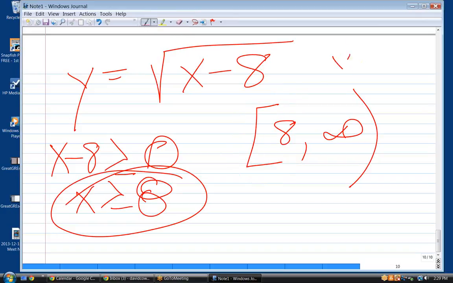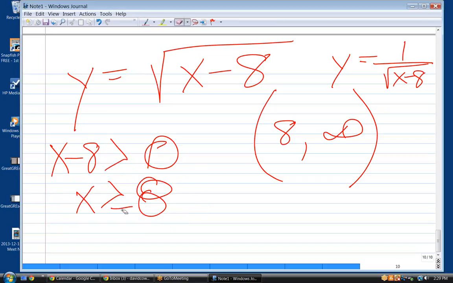In other words, it's actually a little different problem if I make it this. Now notice that it can't even be equal to 8 because then I would be dividing by 0. So the domain of this problem would be almost the same, only it would be parentheses, 8 comma infinity. Because it would pick up an additional restriction that it would have to be greater than 0, not just greater than or equal to 0. And that is domain in a nutshell. Domain is actually very easy. It's really all about what x cannot be.